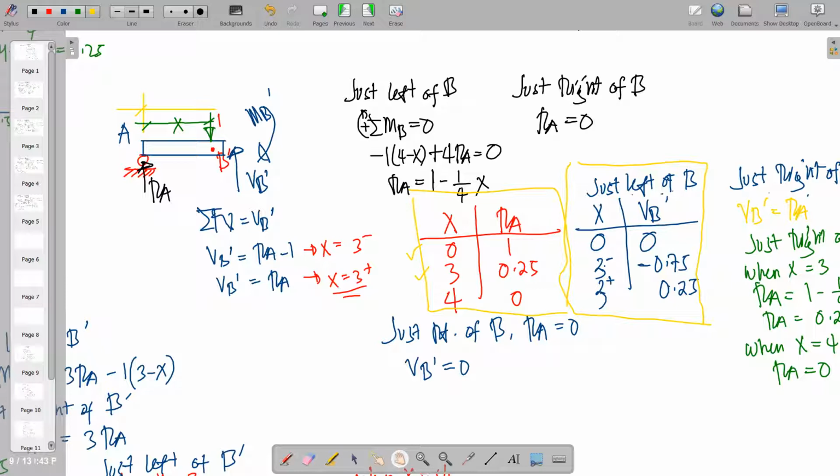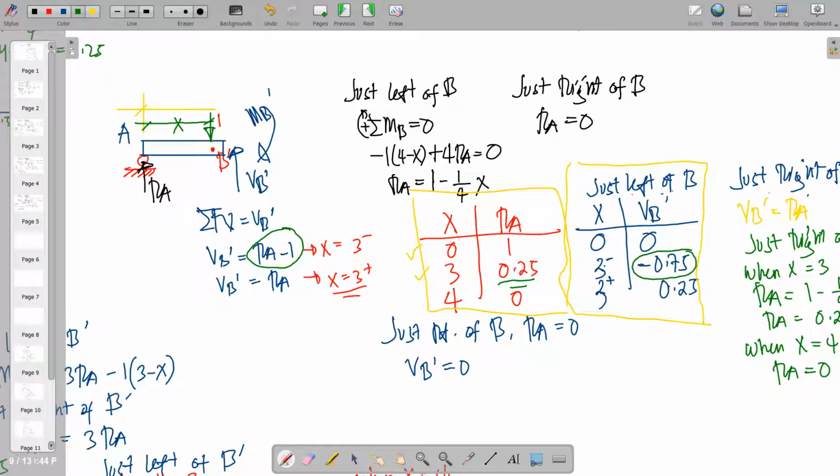Okay, at just left of 3, or left of B prime, actually, we have an RA equal to 0.25. So RA is 0.25. And we're going to use this equation. Okay, so 0.25 minus 1 is negative 0.75. So this is the value.